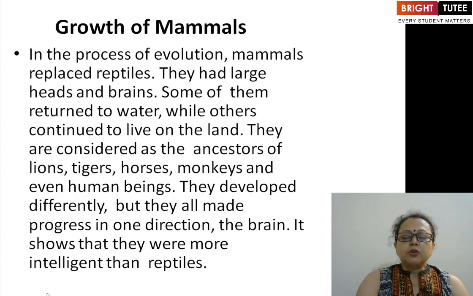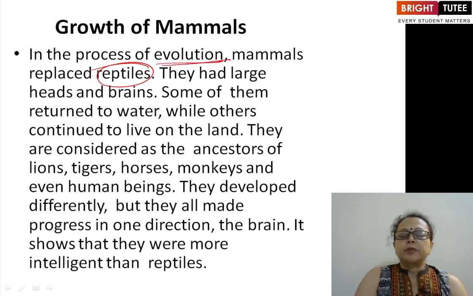Then it comes about the growth of mammals. In the process of evolution, mammals replaced reptiles. Reptiles are replaced by mammals. How is it in the process of evolution?